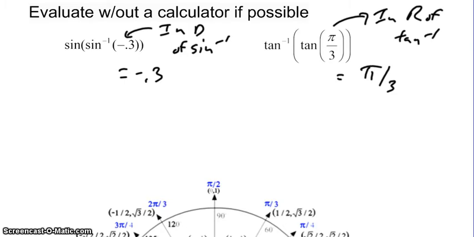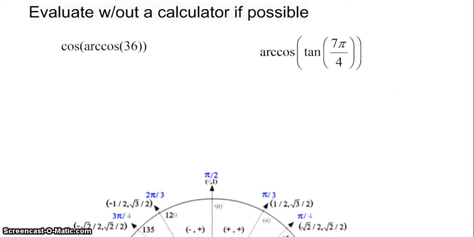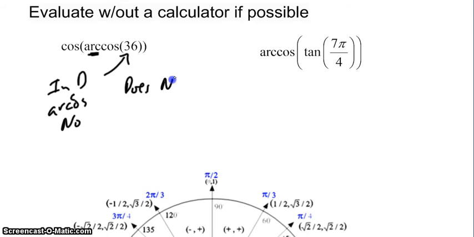And let's finish up with these last two examples here. Again, since arc cosine is on the inside, we check to see if 36 is in the domain of arc cosine. Okay, it is not, because that goes from negative 1 to 1. Therefore, this does not exist.